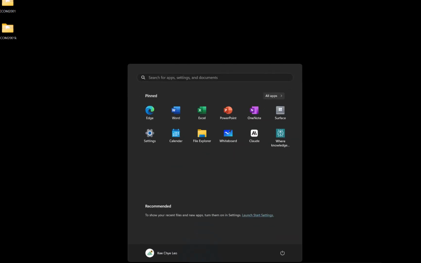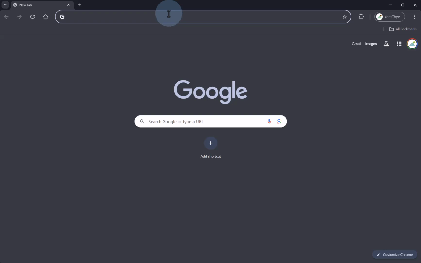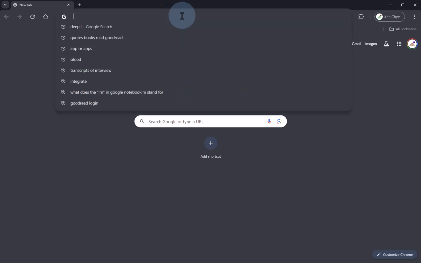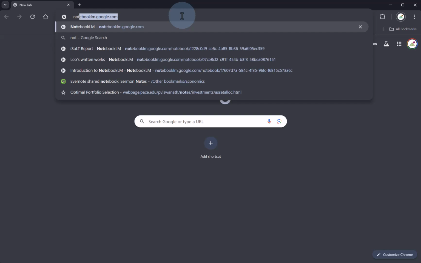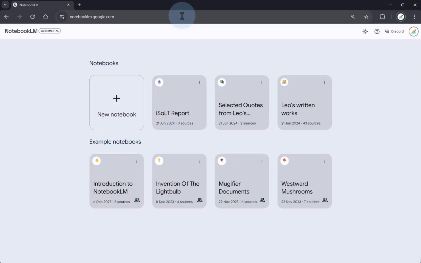Today, I'd like to do a quick demonstration on some of the use cases for myself when it comes to work and personal in using Google Notebook LM. LM stands for language models. Okay, so let us go to the Notebook LM. Basically, what you need to do is just type notebooklm.google.com.